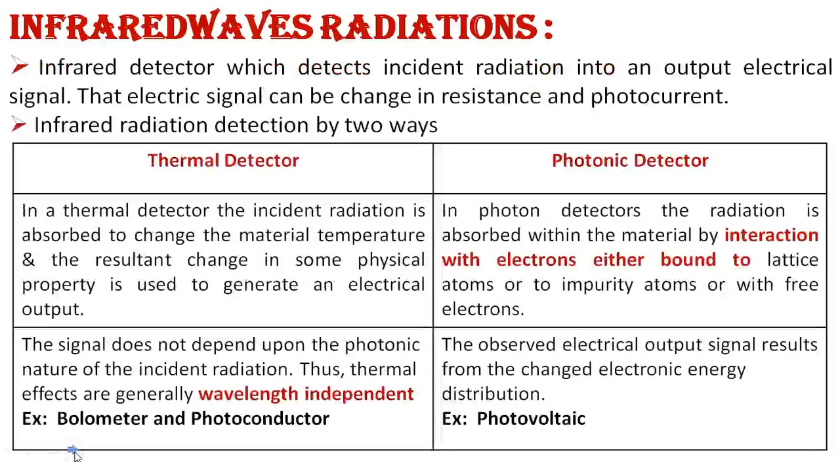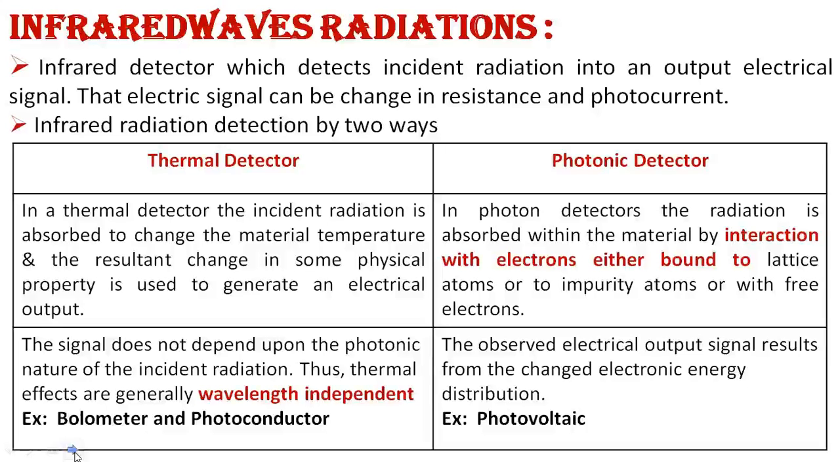Now, infrared detectors depend on converting incident radiation into output electrical signals. That electrical signal can be a change in resistance or photocurrent. Infrared radiation detection is done in two ways. First one is the thermal detector and second one is the photonic detector. In a thermal detector, the incident radiation is absorbed to change the material temperature, and the resultant change in some physical property is used to generate an electrical output. The signal does not depend upon the photonic nature of the incident radiation. Thus, thermal effects are generally wavelength independent.